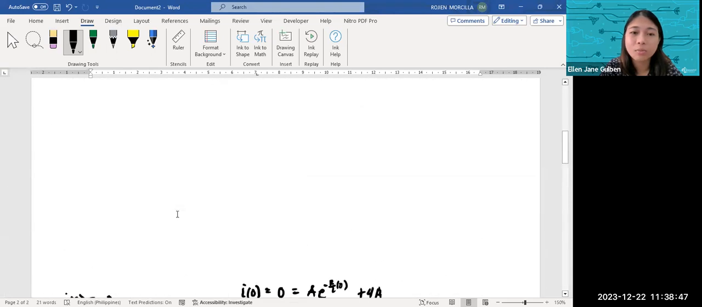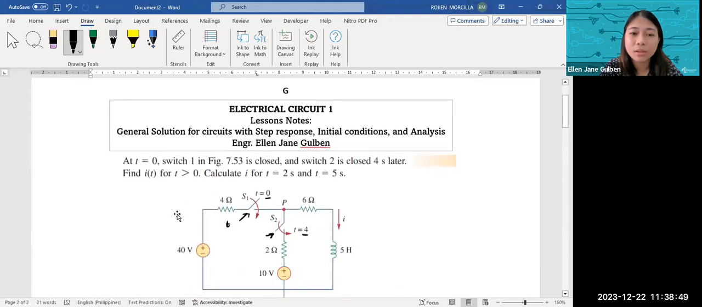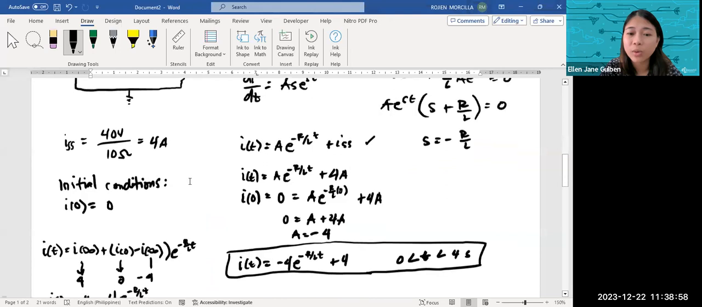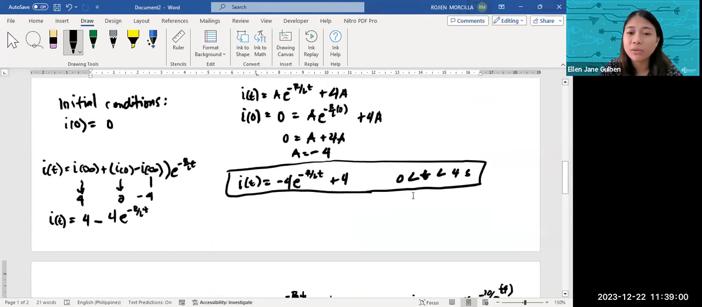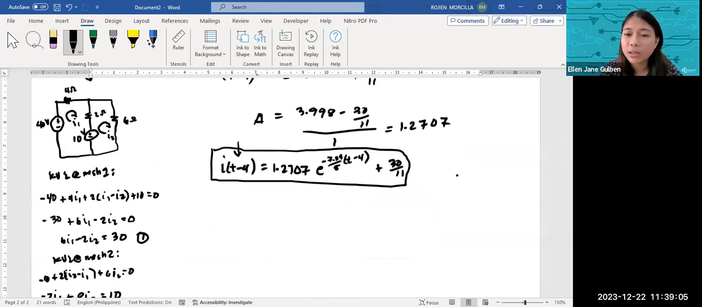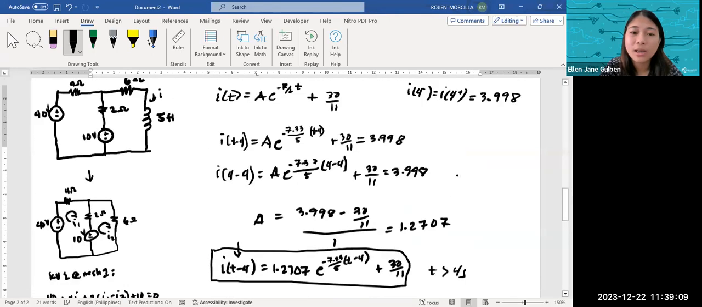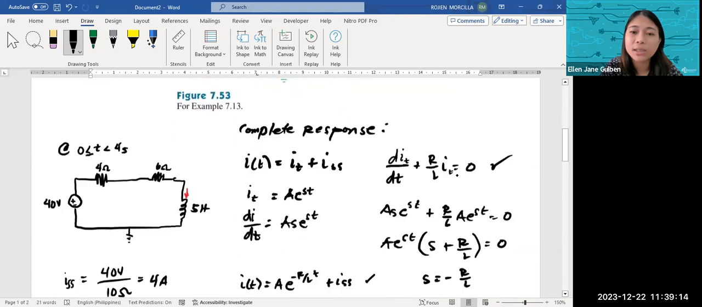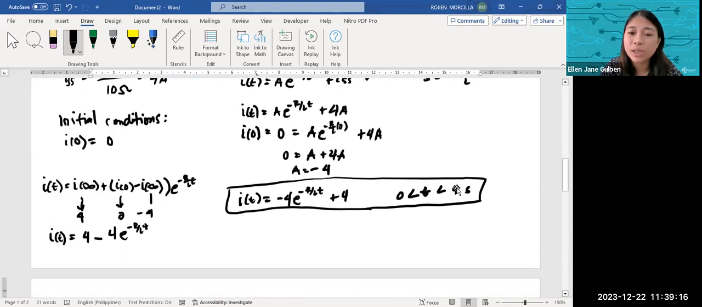Okay, let's go back to the problem. Calculate I for t greater than 0. We already did that. We have two equations: I of t for 0 to 4 seconds and I of t for t greater than 4 seconds. Now we're going to calculate I for 2 seconds and 5 seconds. So for 2 seconds, we will be using this equation.